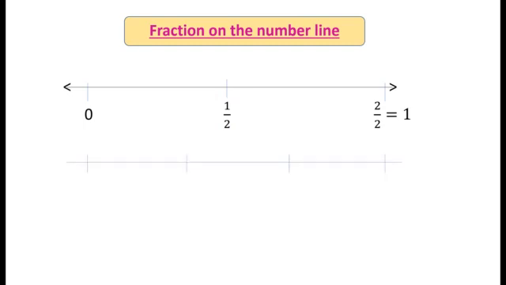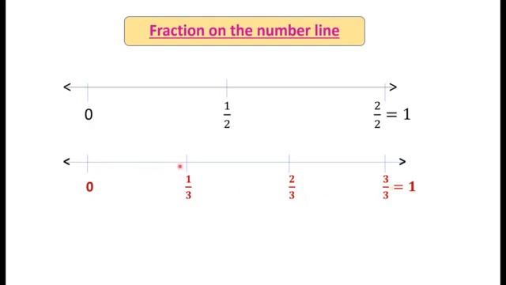Next, you can see if we want to divide one whole line into three equal parts, how will the fraction be? The first part is 1 by 3, the second part is 2 by 3, which shows that 3 is the whole part into which this line is divided between 0 and 1. As you can see, 1 by 3 and 2 by 3 are both greater than 0 but less than 1, so they will come in between 0 and 1.